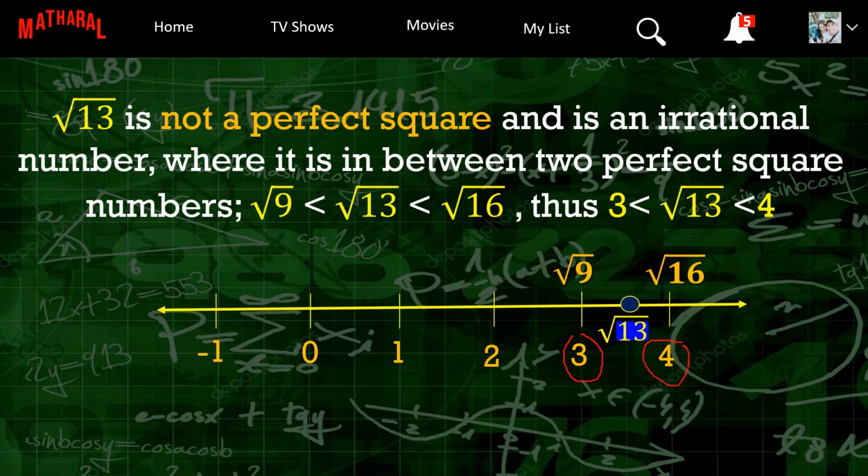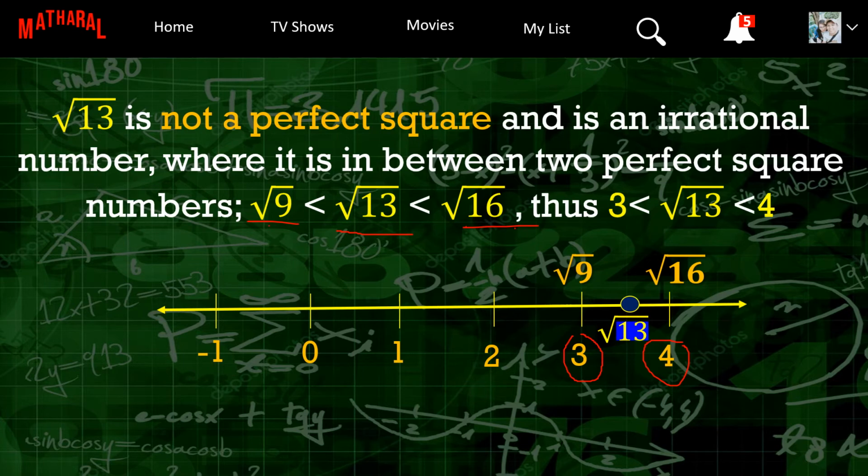Ayan po siya. So, pwedeng negative 4 din. So, as you can see, ito, square root of 9. Ito, square root of 16. So, malamang sa malamang, si square root of 13 ay nasa pagitan ni square root of 9 at ni square root of 16. Ayan po.